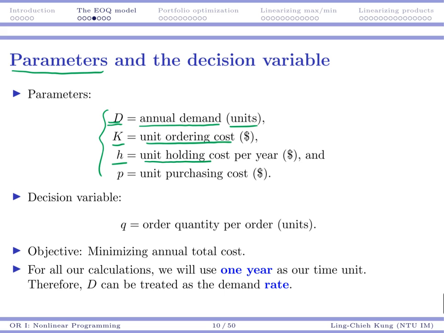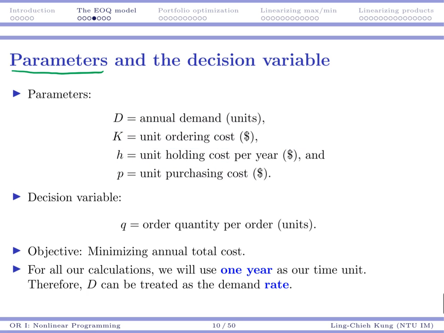H is the unit holding cost per year. For example, if you need to pay $0.2 per month for 1 unit, then per year you multiply it by 12. Finally, P is the unit purchasing cost, for example, $500 per tail light. So these are the numbers that we already know.